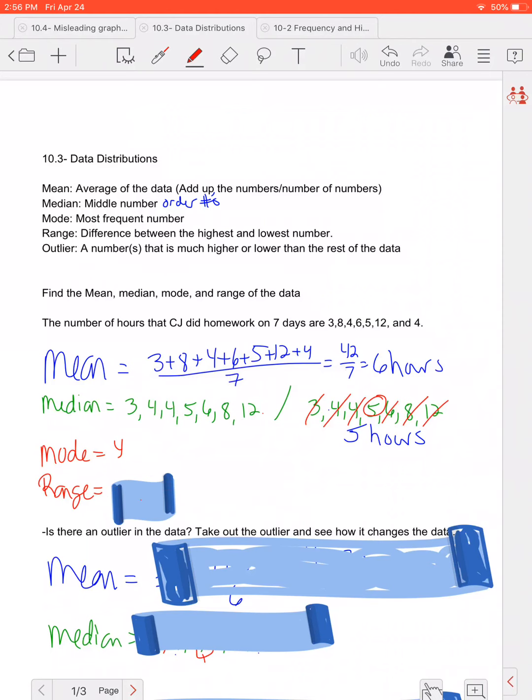Okay. Range is just the highest minus the lowest. And our highest here was 12 minus our lowest, which was 3, which would be 9. So we have a range of 9 hours of homework per night.